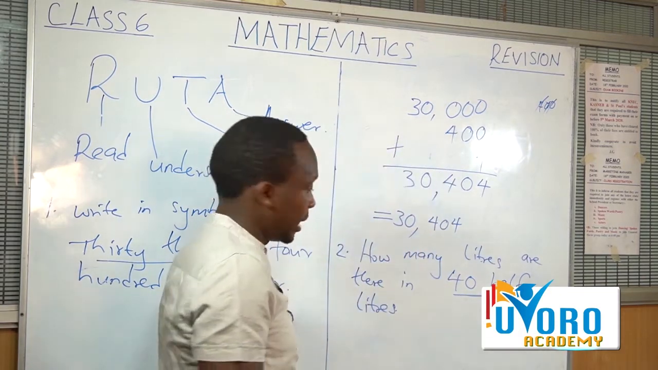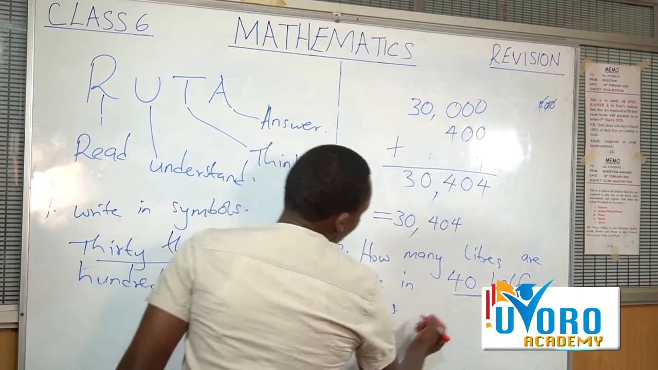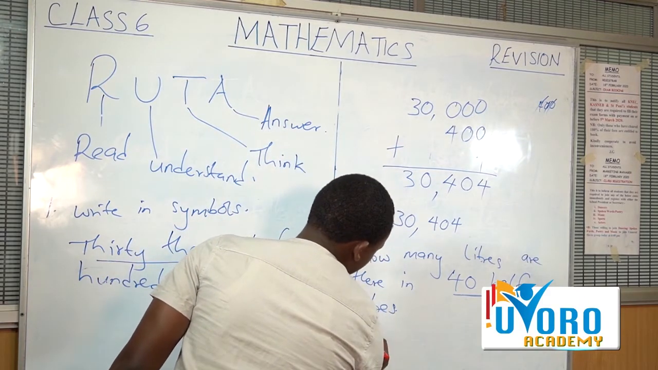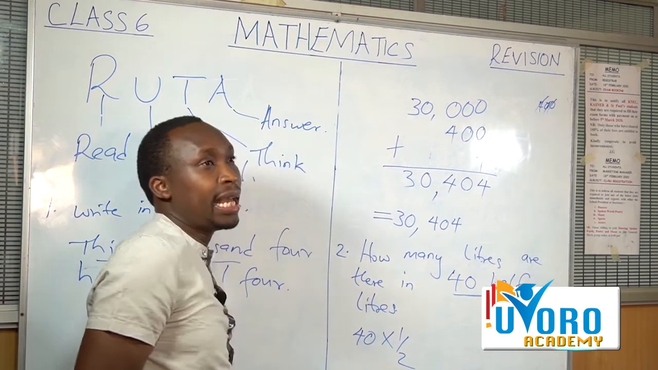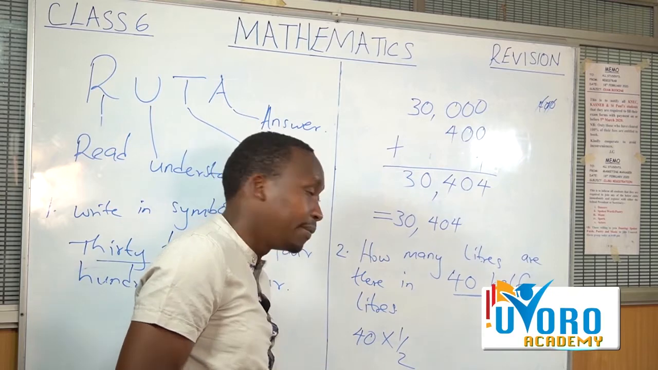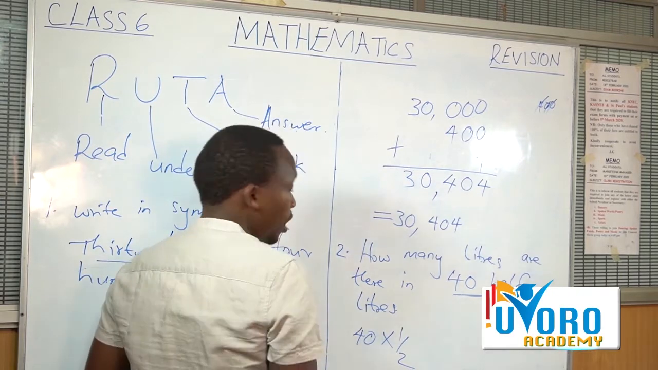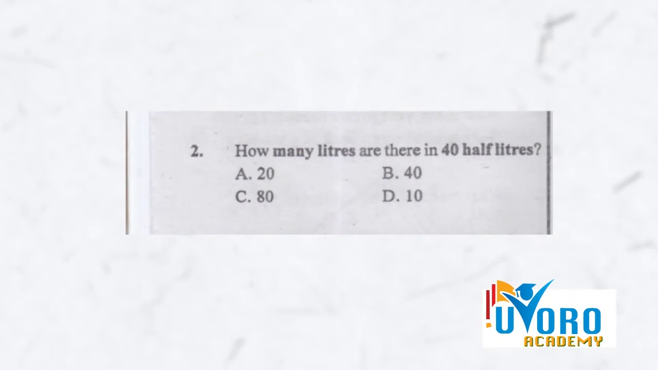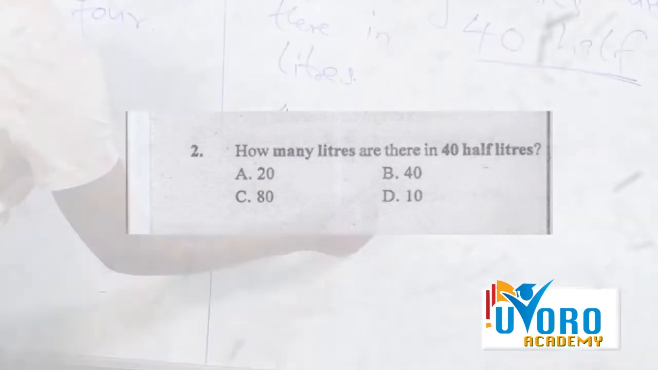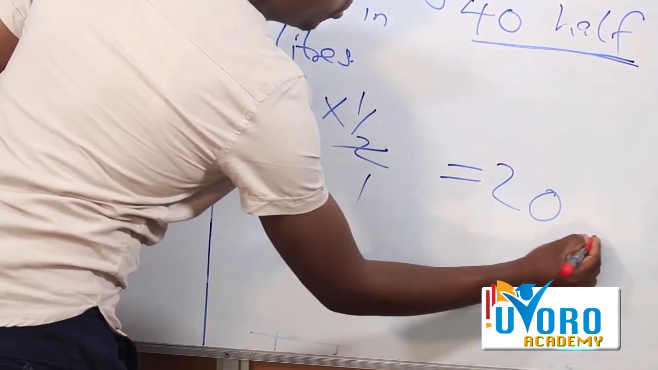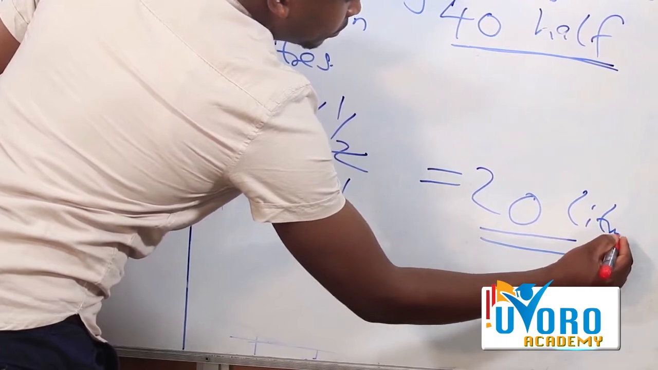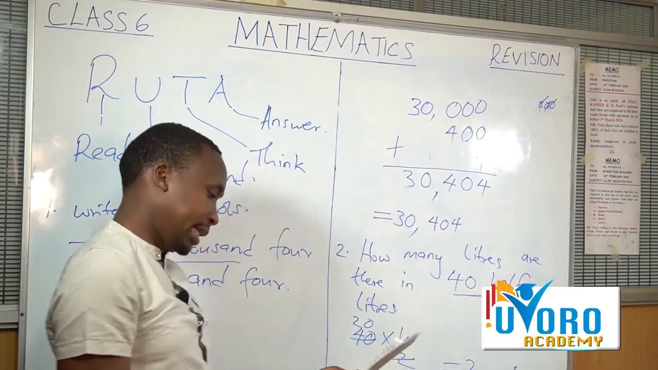Are we together? Yes. Now, so you have small 40s when they are in halves. 40 halves. Now, what are you supposed to do here? We simplify using cancelling method. How many times will 2 go to 40? By 2, 1. By 2 what? 20. So, it is 20 liters. It is 20 full liters.